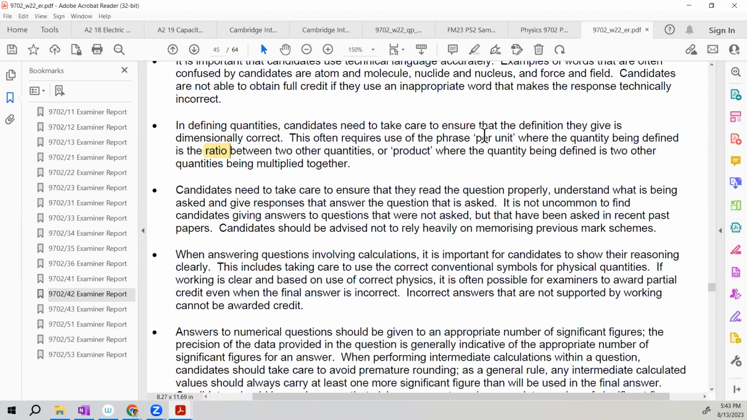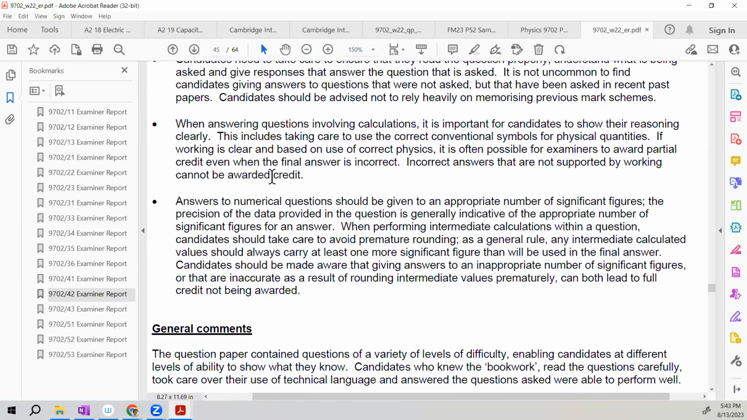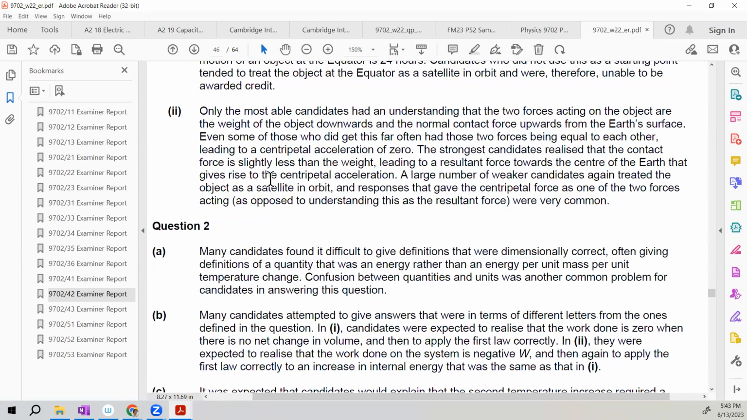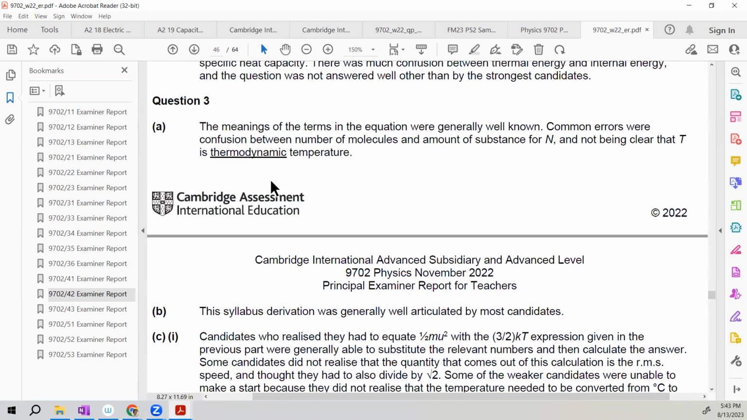Don't use the word divide. You can use the word product. Don't use the word multiply. Okay, so you got a lot of general comments, and every question has a comment. For example, here it says that common errors are the confusion with the number of molecules and number of substance for pV equals nRT, and not being clear with T being the thermodynamic temperature. Okay, so I just want to point that out as we move forward.